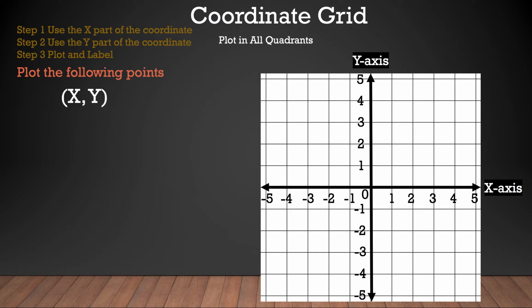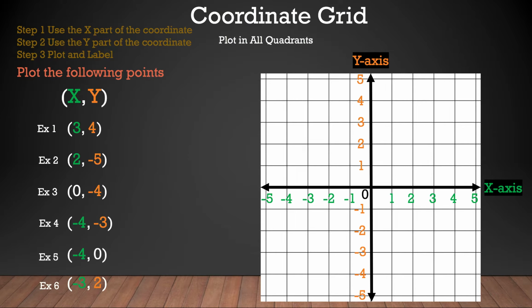Now, let's take a look at the steps in order to do this. Step 1, use the x part of the coordinate. Step 2, use the y part of the coordinate. And step 3, plot and label. So let's go ahead and change the numbers to green and orange so that it is a little bit easier to see and realize that the x goes first, and then the y goes second. You can remember x goes first because it is first in the alphabet, or rather before y, and also because you walk horizontally, and x is horizontal. And there you have it.